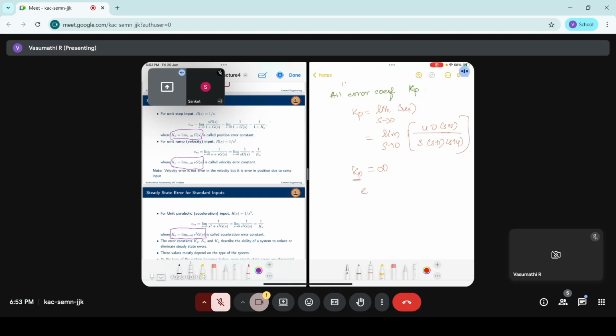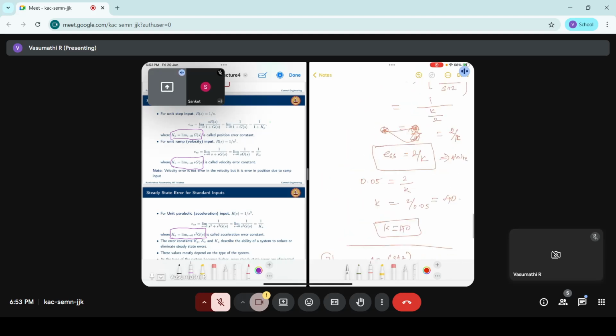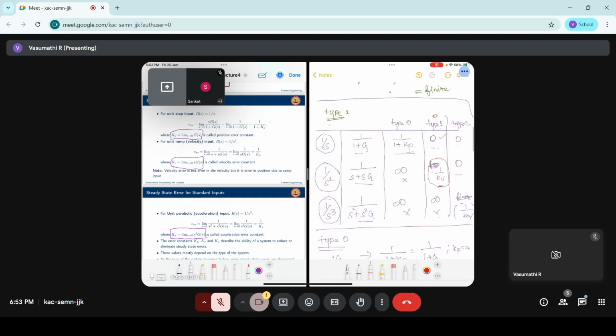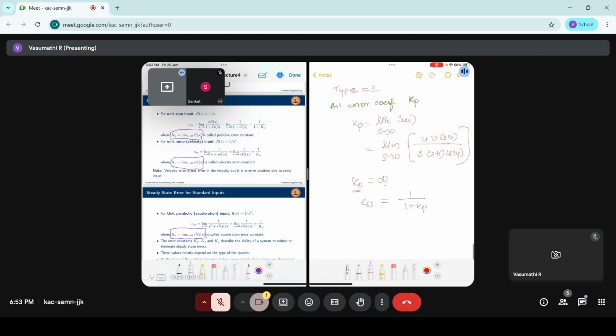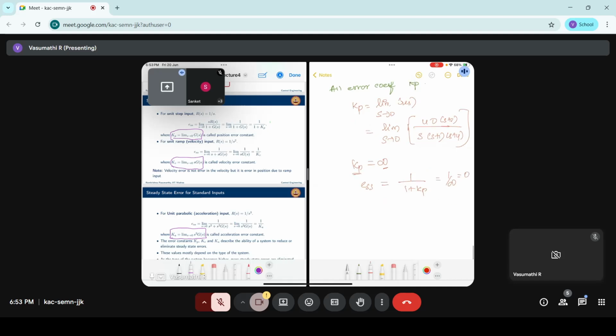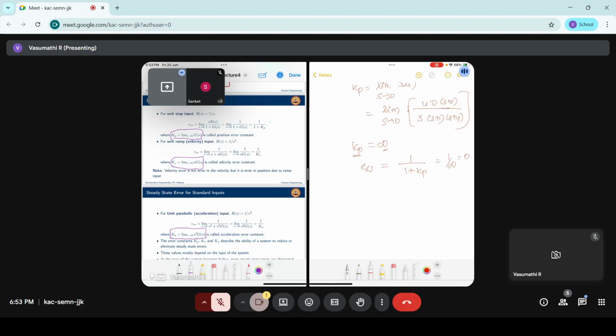Kp we are finding. After that, we are going to find E of SS, that is 1 by 1 plus Kp, where you can see here 1 by 1 plus Kp when input is 1 by s for type 1 or type 0, it will be 0. Since Kp is infinity, and it is a type 2 system, 1 by infinity would be 0 here, as we saw in the table now. The second coefficient is Kv.